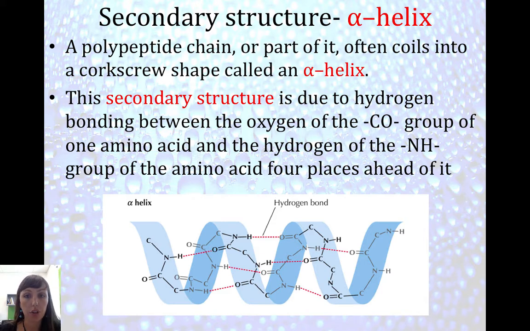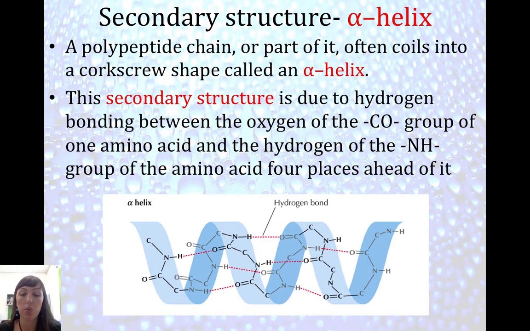And it is a secondary structure due to hydrogen bonding between the oxygen of the CO group of one amino acid and the hydrogen of the NH group of the amino acid 4 places ahead of it. So if you look at that picture, you can see that the polypeptide is the long chain of amino acids in the sequence that they're in. But then when they start to coil, those elements are coming close together.